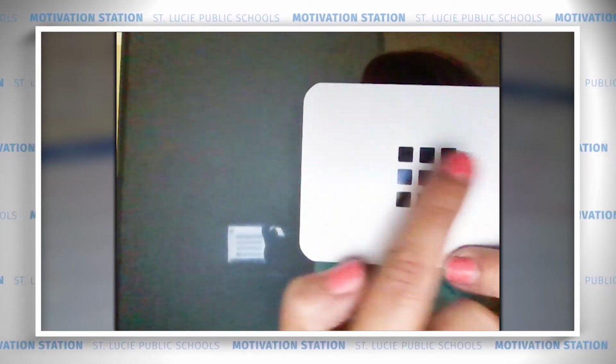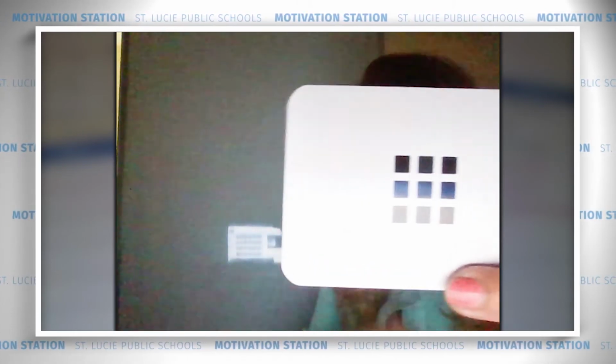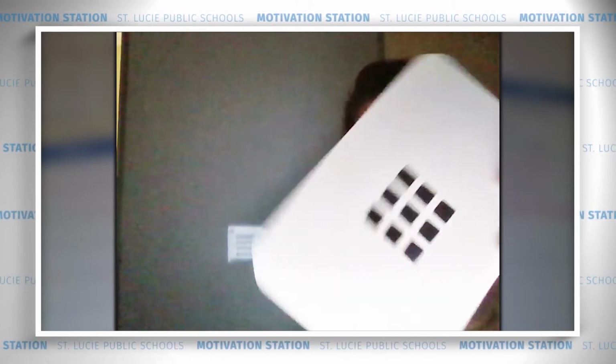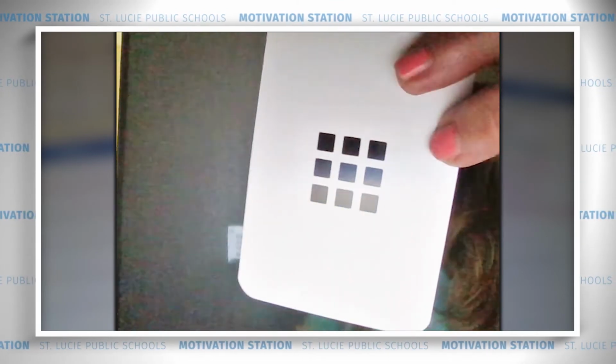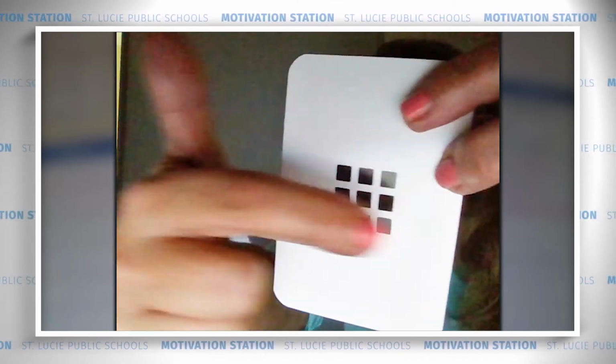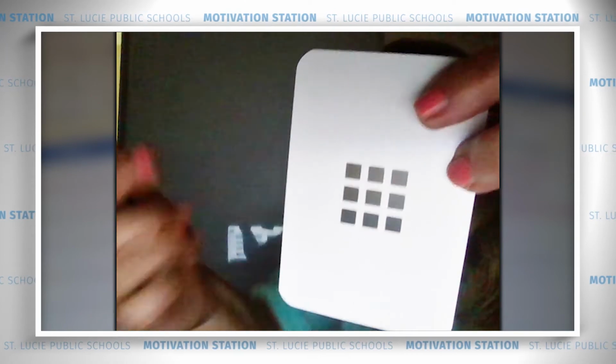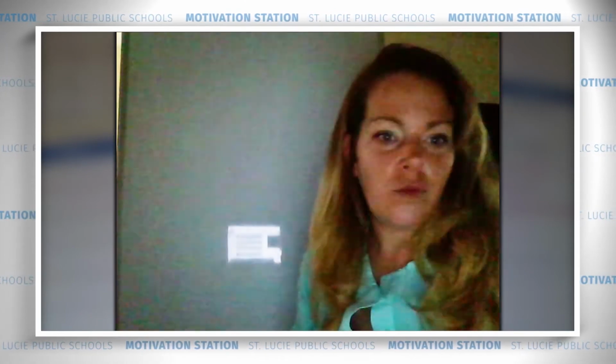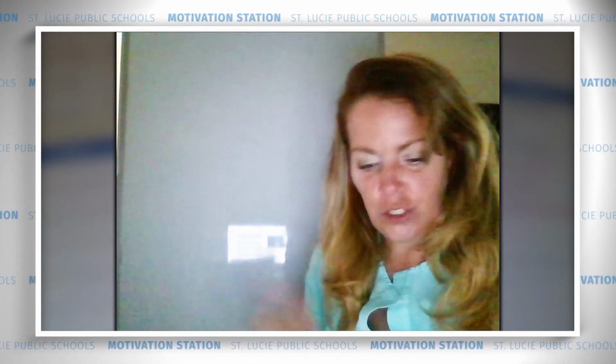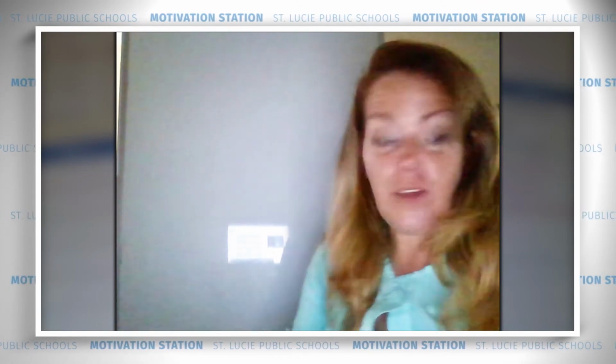Here I have 3 rows with 3 in each row. So it's the same equation. You don't need to write it twice. It's the same equation, okay? So if the factors are the same, you only need to write 1 equation.